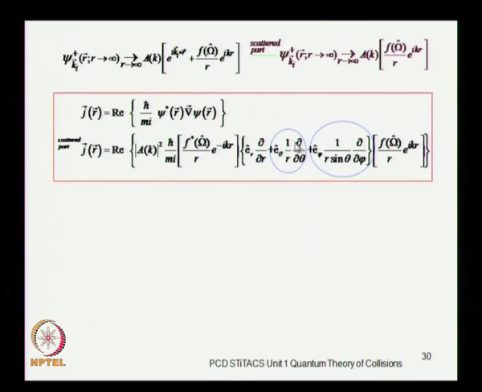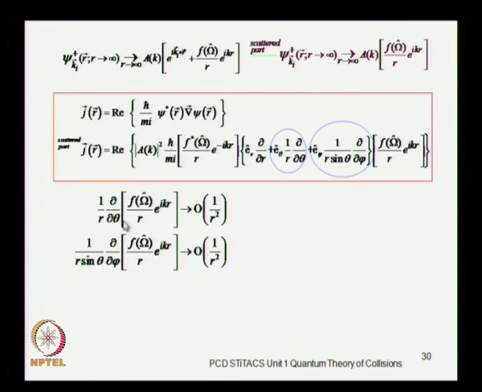Now, let us look at these two terms. They are coming from the gradient operator, and they correspond to the derivative of the scattered part of the wave function with respect to the angles theta and phi, the polar angle and the azimuthal angle. If you look at these two terms, you will see immediately that this term is of the order of 1 over r square. There is a 1 over r here, there is a 1 over r here, and it will be of the order of 1 over r square.